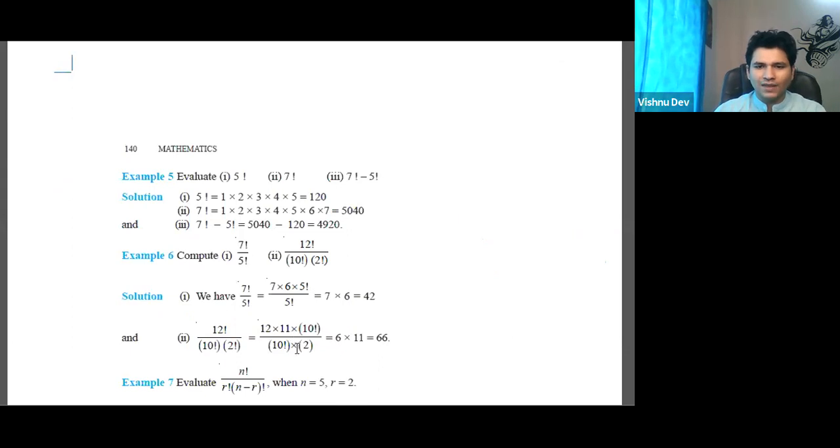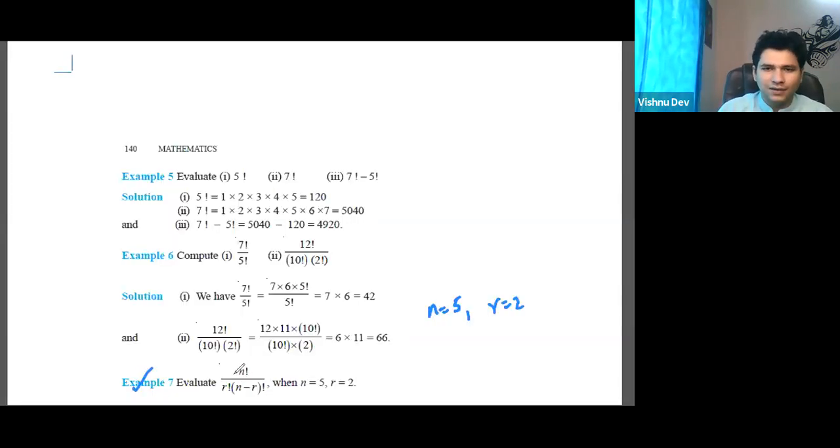Now, let us see how many of you can solve this. Okay? You have to evaluate. Evaluate means find. When n is equal to 5, n का value 5 दिया हुआ है and r का value 2 दिया हुआ है. So you have to just put values and calculate. Everyone, step by step. Take your time.